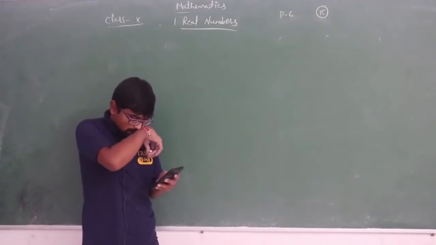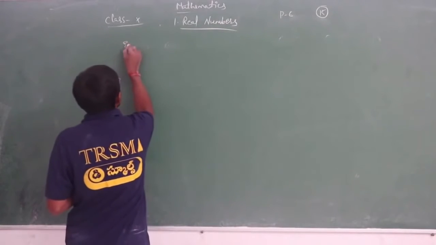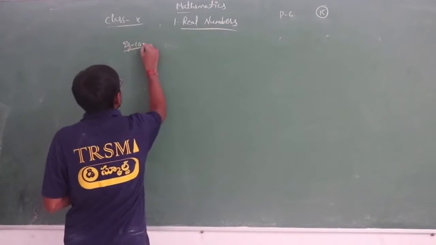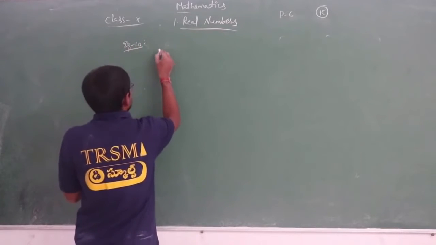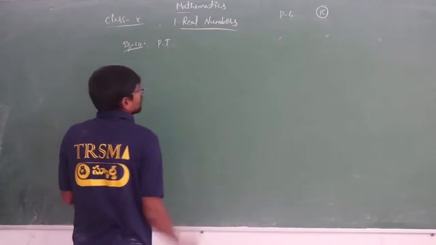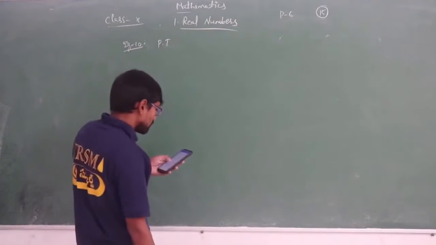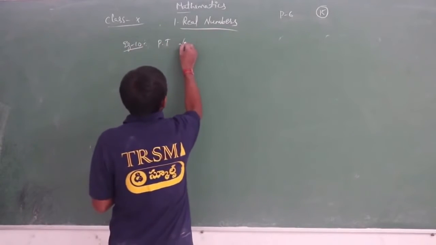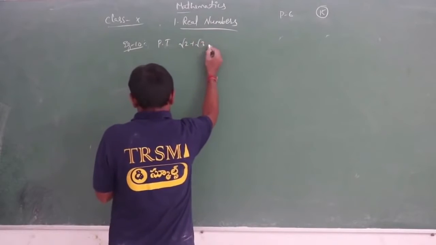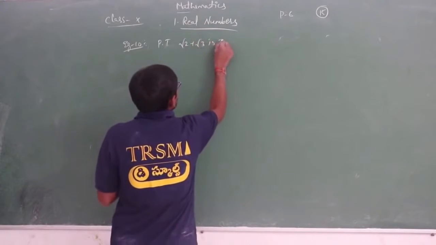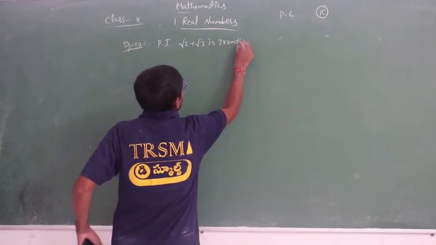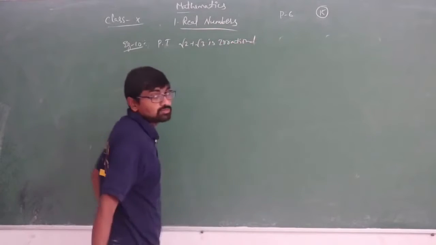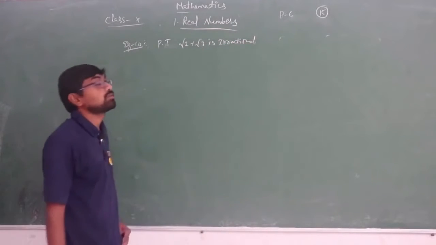Now coming to example number 10. Example number 10, what does it say? Prove that root 2 plus root 3 is irrational. Till now we have shown; now we need to prove. The same things we have to do here for such types of problems.